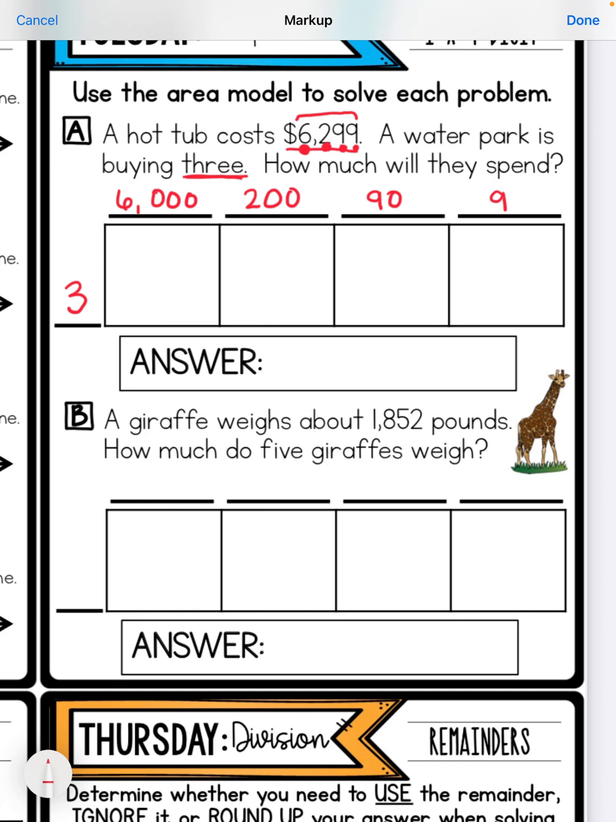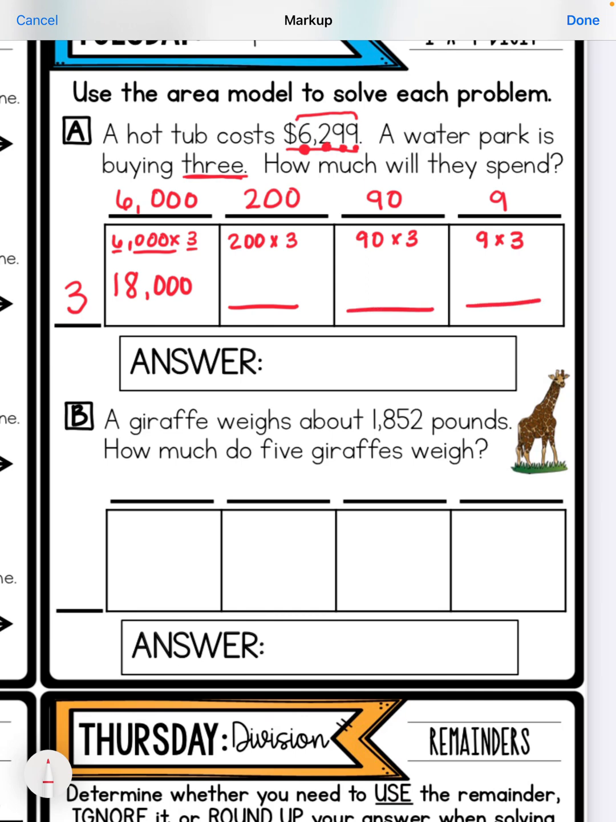Then we just use our multiplication chart skills, and we're going to do 6,000 times 3 for this first box. I see the math fact of 6 and 3, which is 18. And then I add my 3 zeros. This box would be 200 times 3. 90 times 3, and 9 times 3.